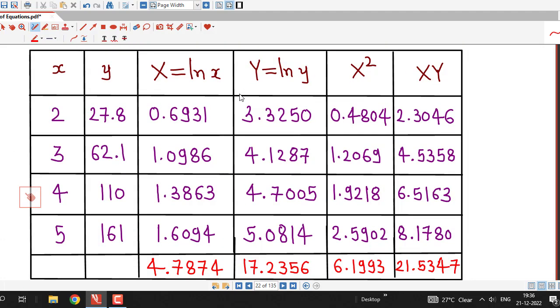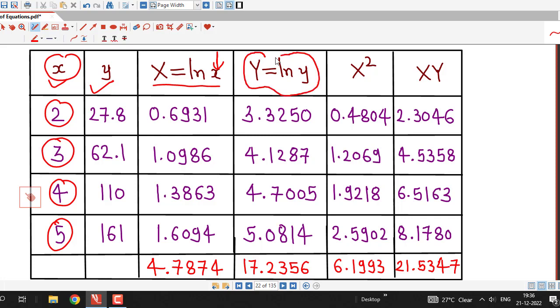In the first two columns we write down the given values of small x and small y. This is the column for natural logarithm of x. So I have taken natural logarithm of each of these x values and that I have written in this column. This column is for natural logarithm of small y. So that I have written here. Then I have taken square of each X value using a scientific calculator up to 4 decimal places. And then I have prepared the column for the product of capital X and capital Y. So I have used logarithm to the base e.